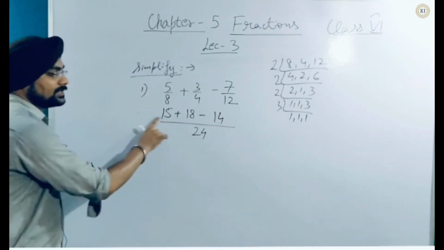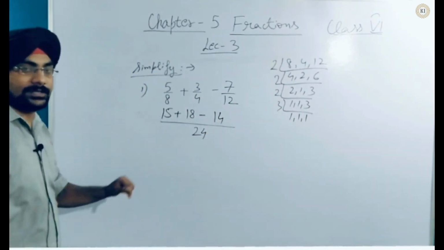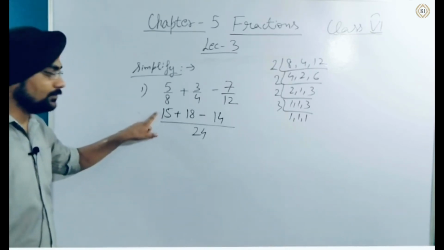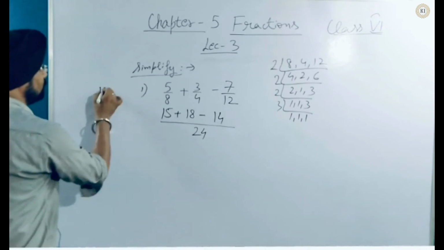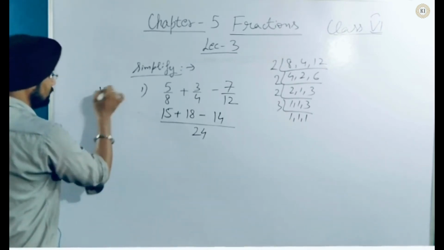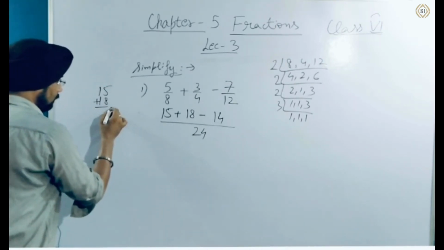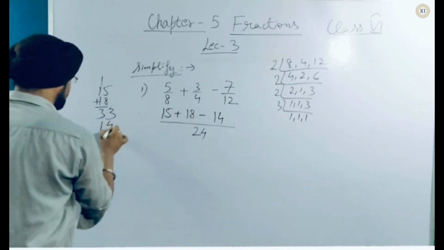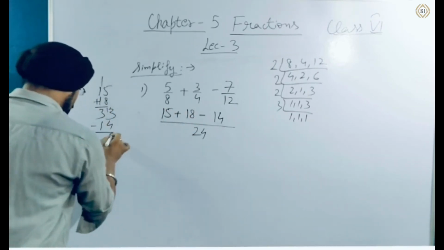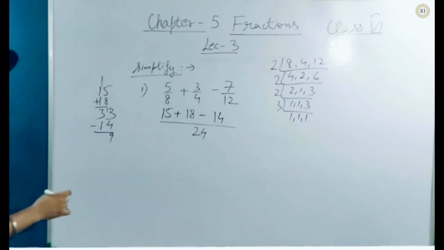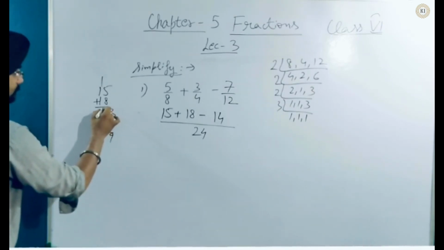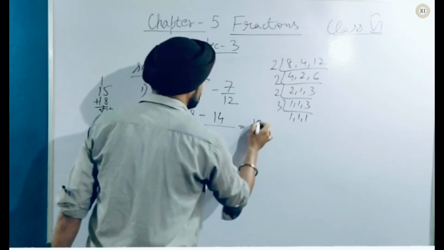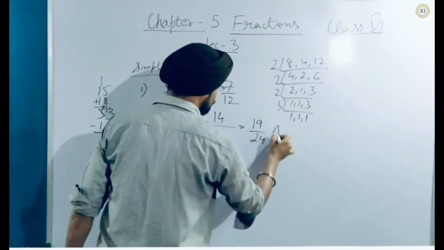Now both values are positive as we have studied about the integers. No sign in front, so it means positive value. So first of all we will add 15 plus 18. It will come 33 and 33 minus 14 will be 19. So our result is 19 upon 24.